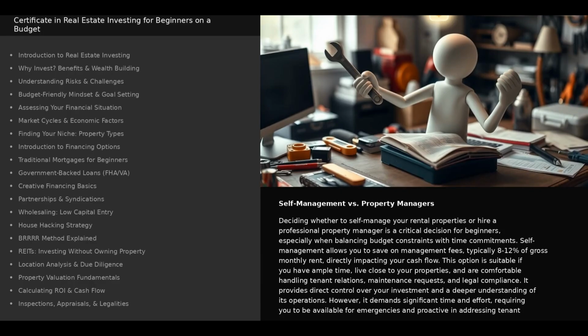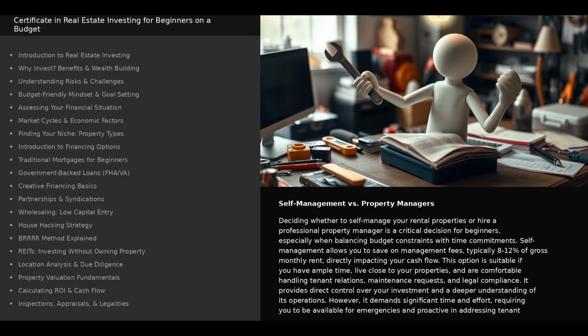Self-management versus property managers. Deciding whether to self-manage your rental properties or hire a professional property manager is a critical decision for beginners, especially when balancing budget constraints with time commitments. Self-management allows you to save on management fees, typically 8 to 12% of gross monthly rent, directly impacting your cash flow. This option is suitable if you have ample time, live close to your properties, and are comfortable handling tenant relations, maintenance requests, and legal compliance. It provides direct control over your investment and a deeper understanding of its operations.